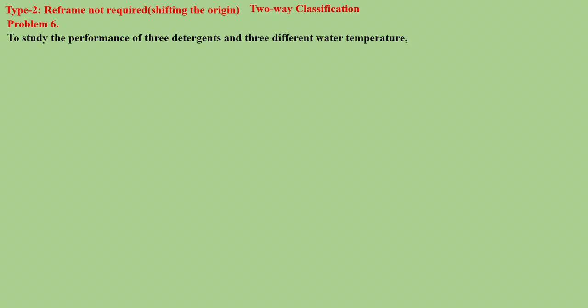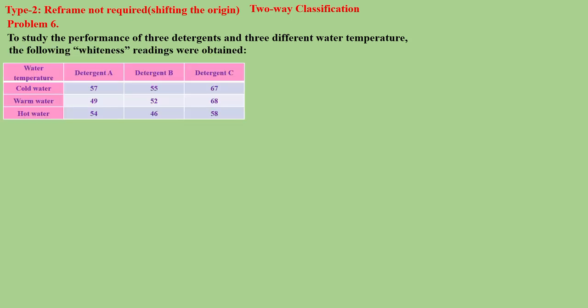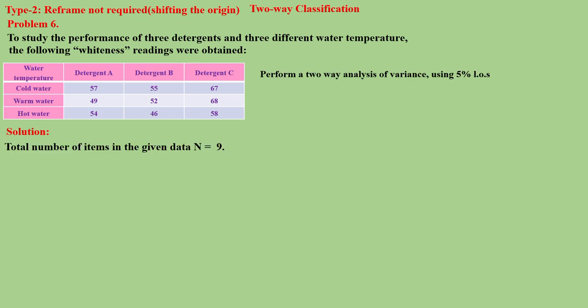Next problem. To study the performance of three detergents and three different water temperatures, the following whiteness readings were obtained. Perform a two-way analysis of variance using 5% level of significance. Given number of items n is equal to 9, number of columns c is equal to 3, number of rows r is equal to 3. Columns: detergent A, B, C, and rows: water temperature cold, warm, hot.